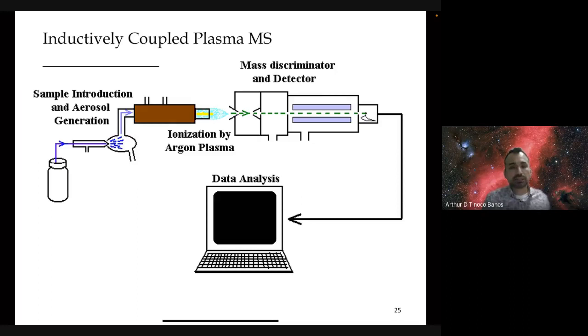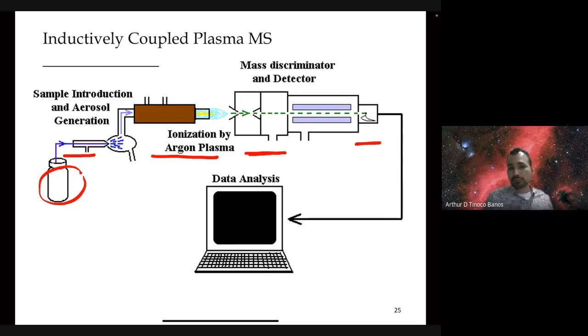Let's look at the schematic here. Essentially, you have your sample. It goes through an aerosol generation process, and then the sample in this aerosol form will be subjected to this argon plasma that's very hot, and that's going to ionize your sample. Those ions will then enter the instrument, and you will discriminate the ions based on their size, or in this case, the mass. Then you get your detector detecting your ions and then your output of information.